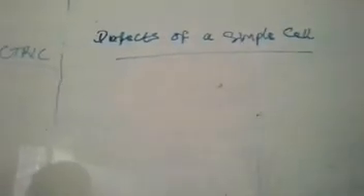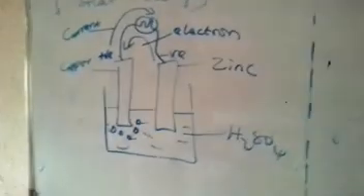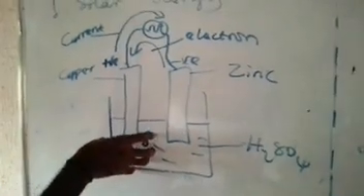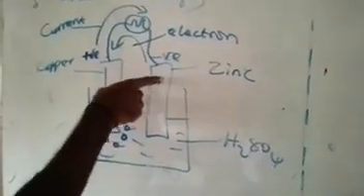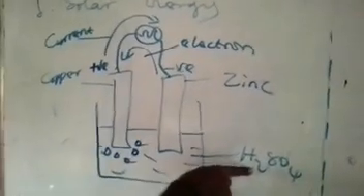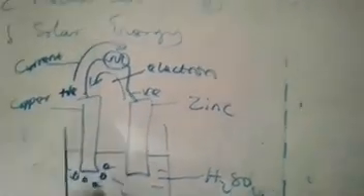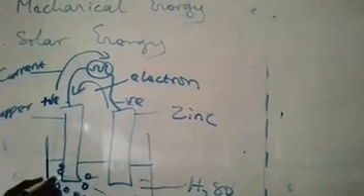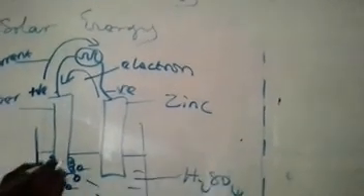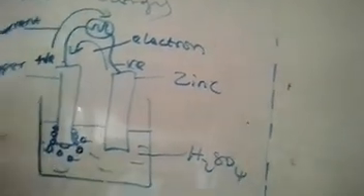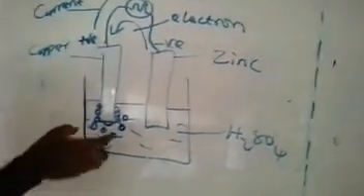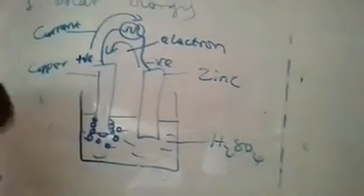A simple cell has issues. One of the issues is that when this circuit is being connected, the hydrogen bubbles that are released when the zinc electrode reacts with the sulfuric acid will go and cling to the copper electrode. And what happens? The hydrogen bubble now serves as a positive electrode instead of copper.